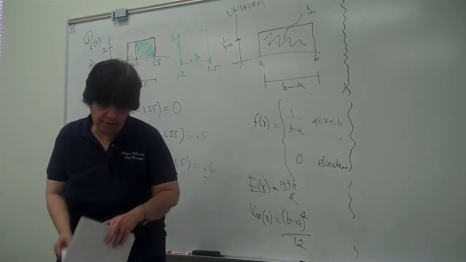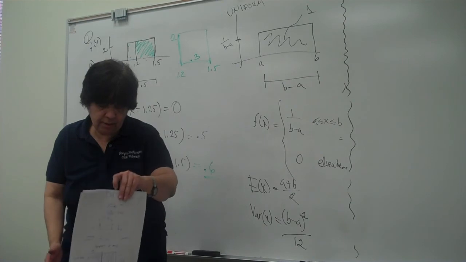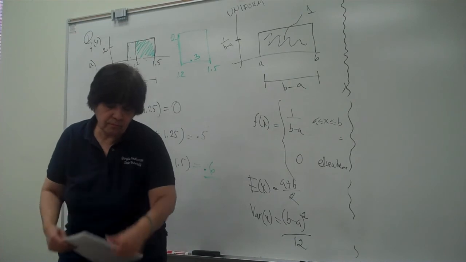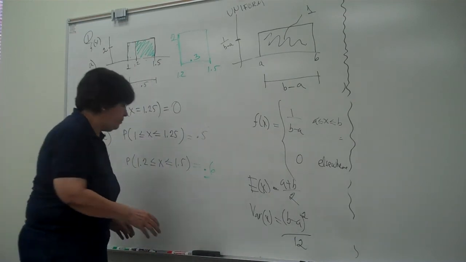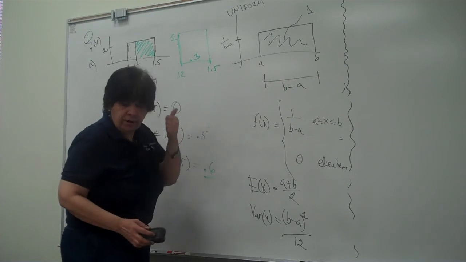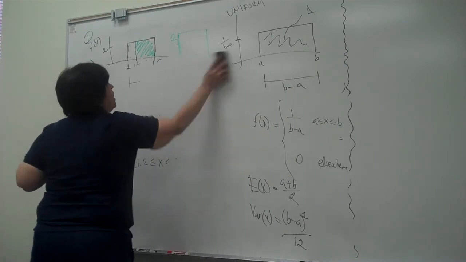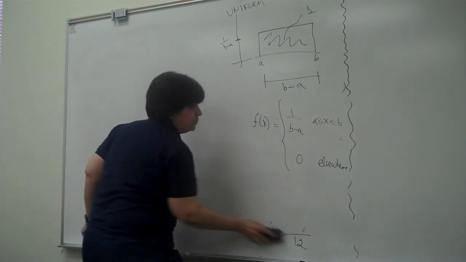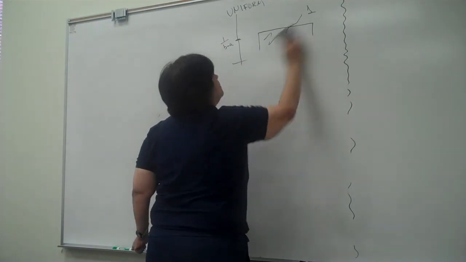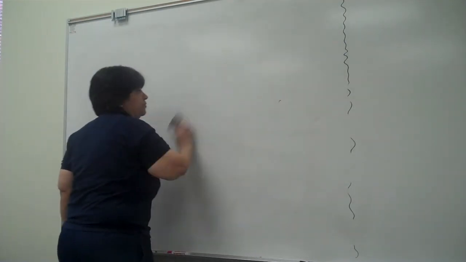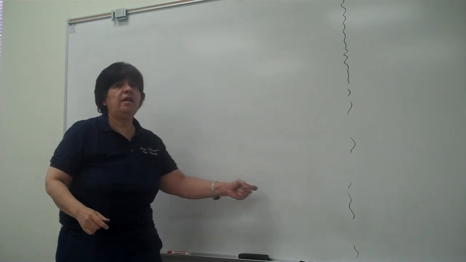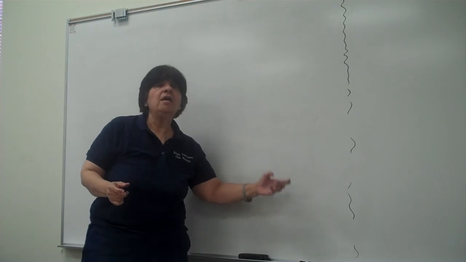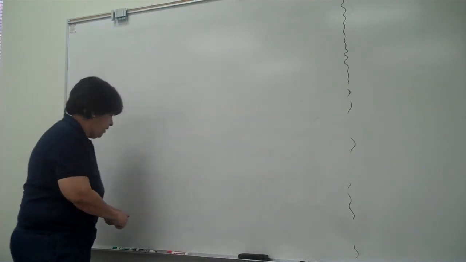Now, the normal probability distribution, I'm going to do in a different video. So I'm going to cover the exponential distribution. Also, for the expected value and the variance, you just apply the formulas. You have the value of B and you have the value of A, and the rest is pretty easy.